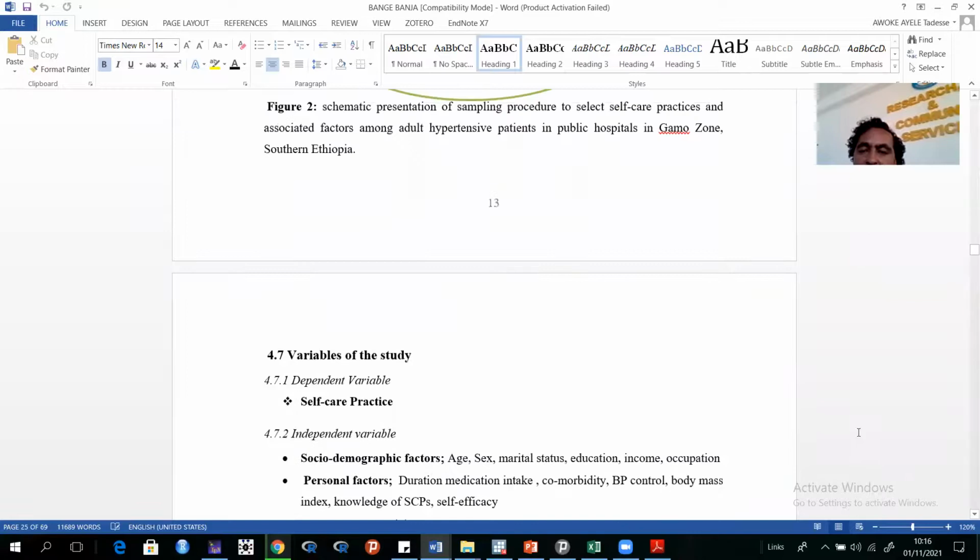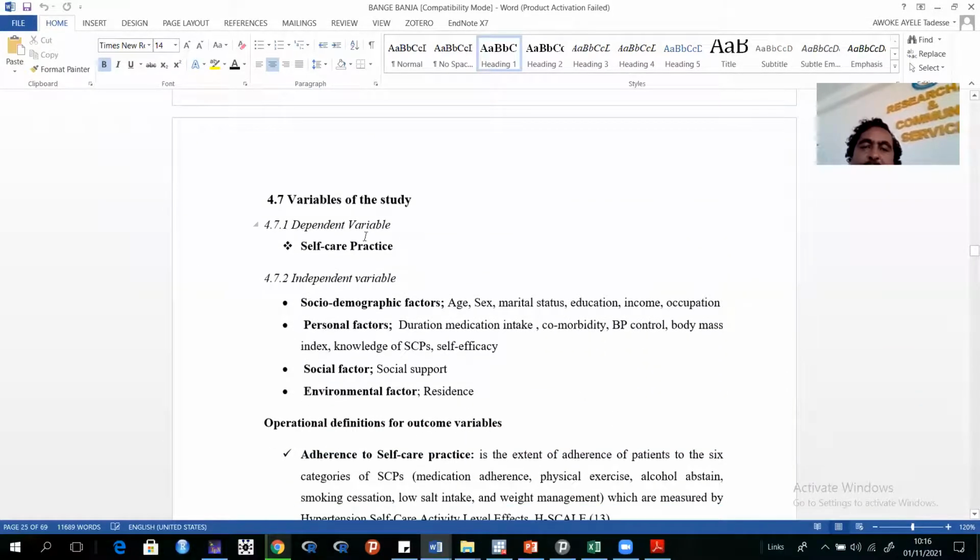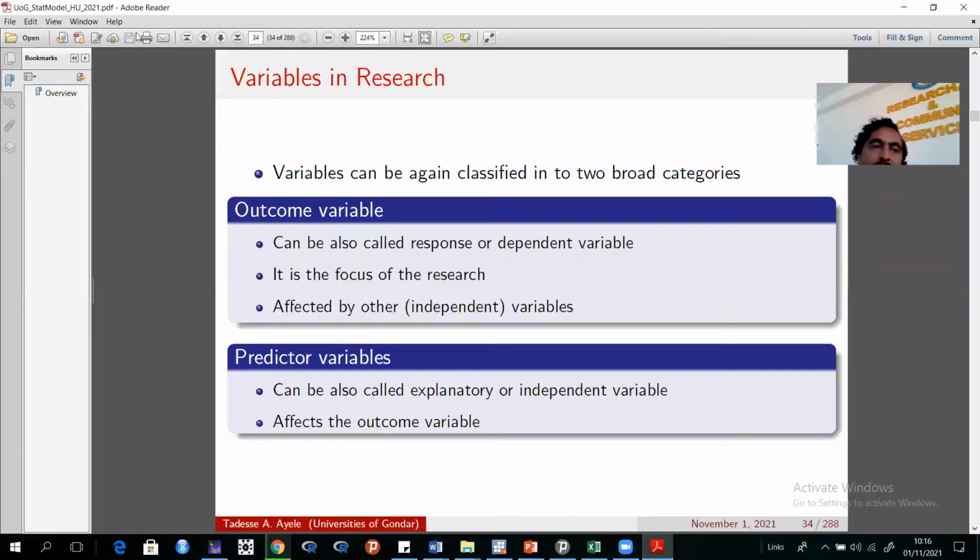The variables of the study, dependent variable, is self care practice, then independent variable. socio demographic personal factors, social factors, environmental factors and so on. But in research, variables can be divided into two, dependent and independent. Let me go back to the slide.